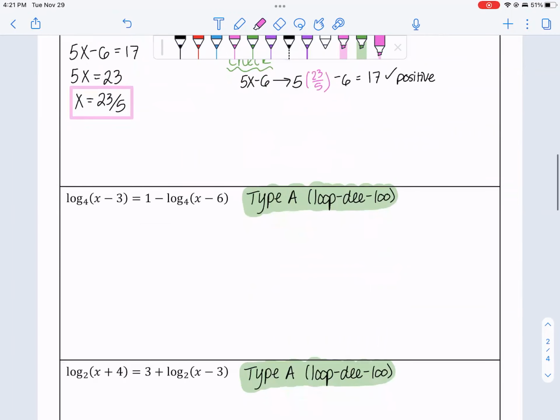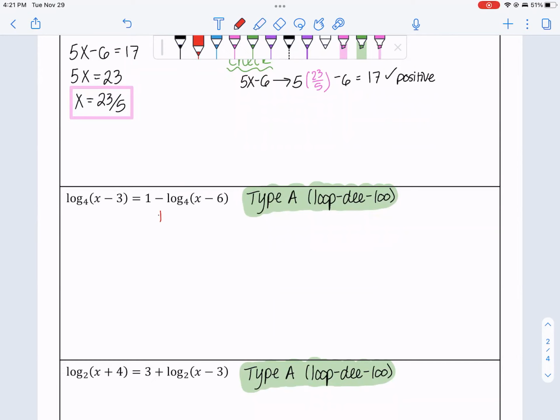Cool. This one. All right. I say it's a type A. I say it's a loop-de-loop. But you might look at this and say, I don't understand. How could that possibly be a loop-de-loop when there is no loop to do?